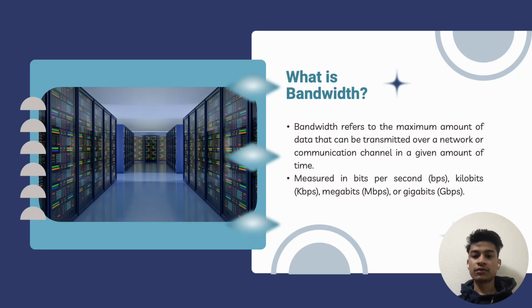So at first, you have to know what bandwidth is. Simply put, it is the maximum amount of data that can be transmitted over a network or communication channel in a specific amount of time. So it's kind of a measure of capacity, but not speed. Bandwidth is commonly measured in units like bits per second, kilobits, megabits, or even gigabits per second.